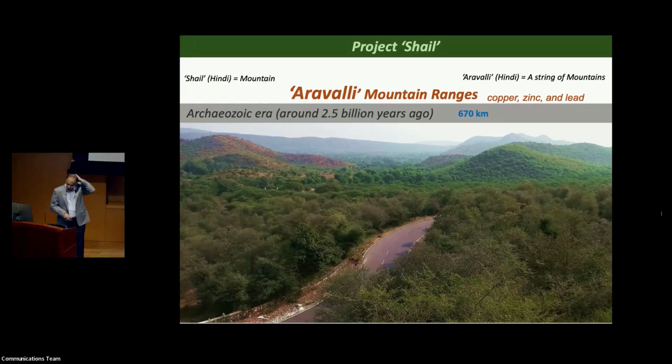So about the project, the name Shail actually is a word for mountain in Hindi. And the mountain that we are talking about is Aravalli. So this Aravalli range is about 670 kilometers long. And the word Aravalli itself means a chain of mountains. This mountain range is about 2 billion years old. It is older than the Himalayas.